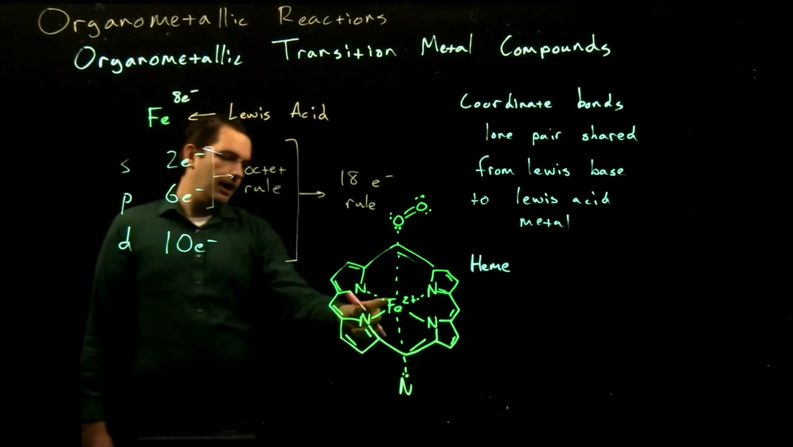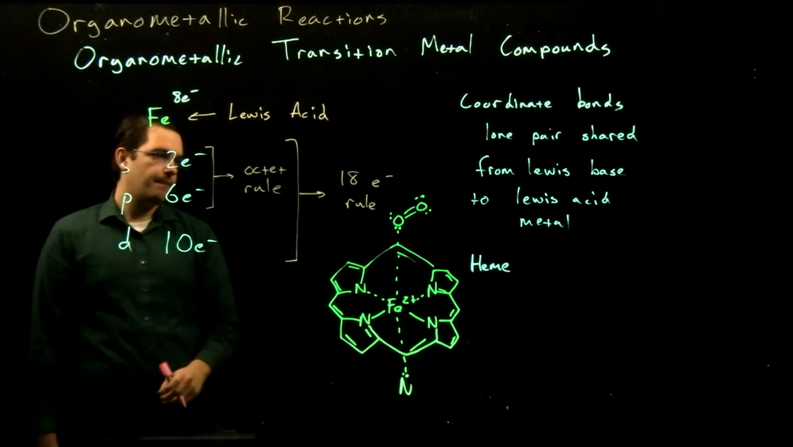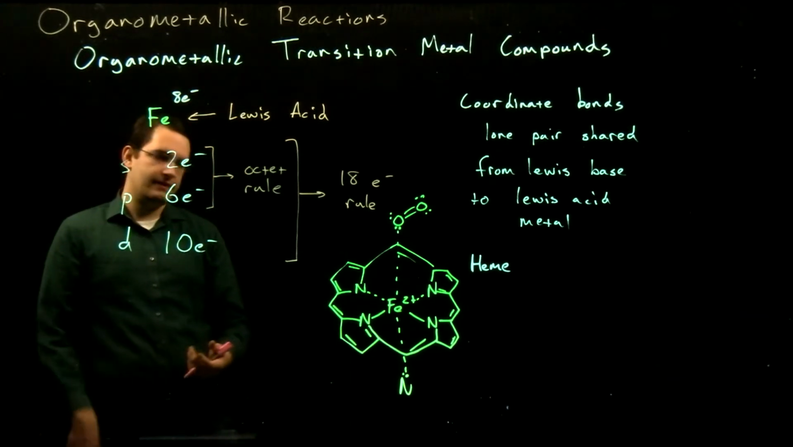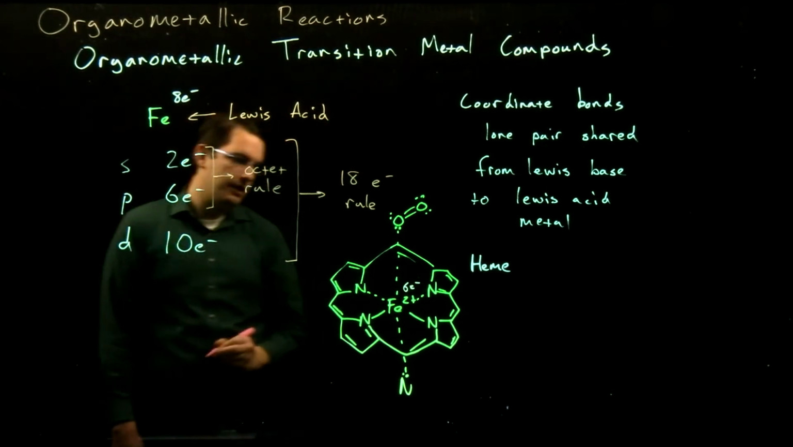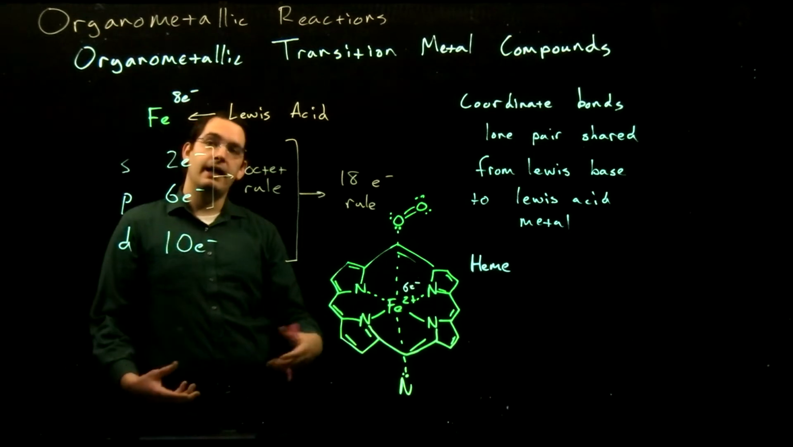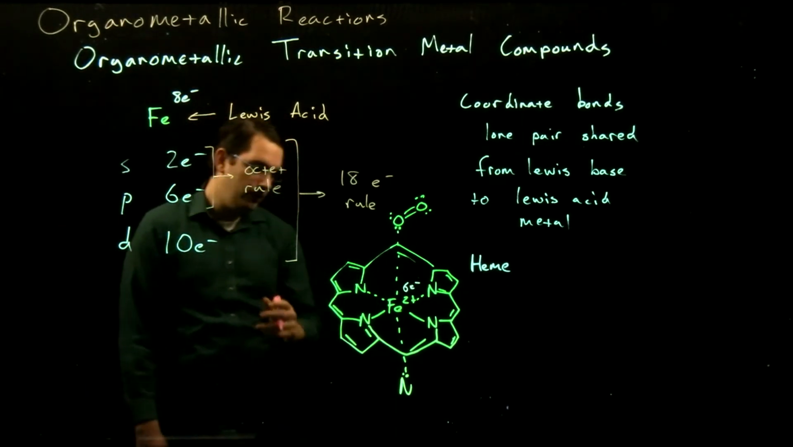When we have an iron 2+ cation, such as in our heme group here, that means we'd have 6 electrons for our iron. So we've got our 6 electrons. We want to get up to 18 electrons for our 18 electron rule.